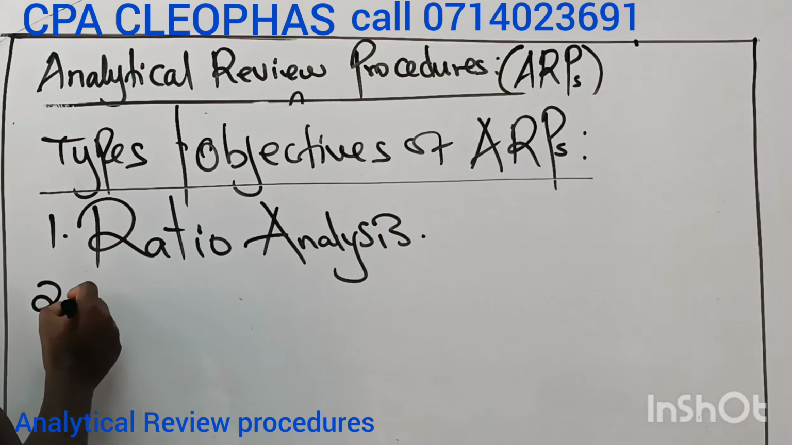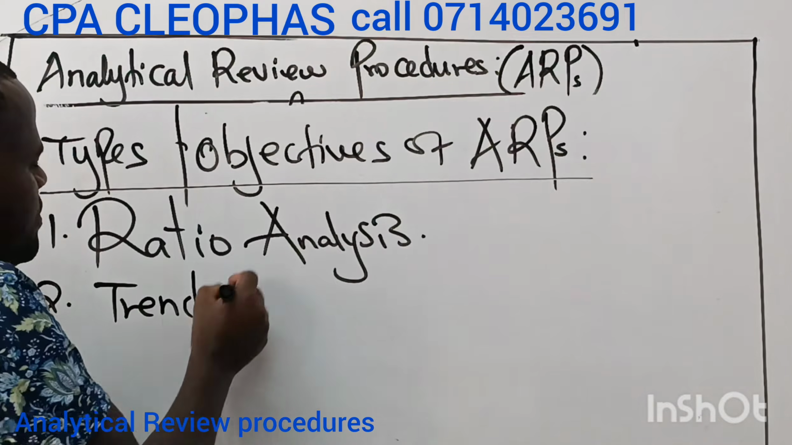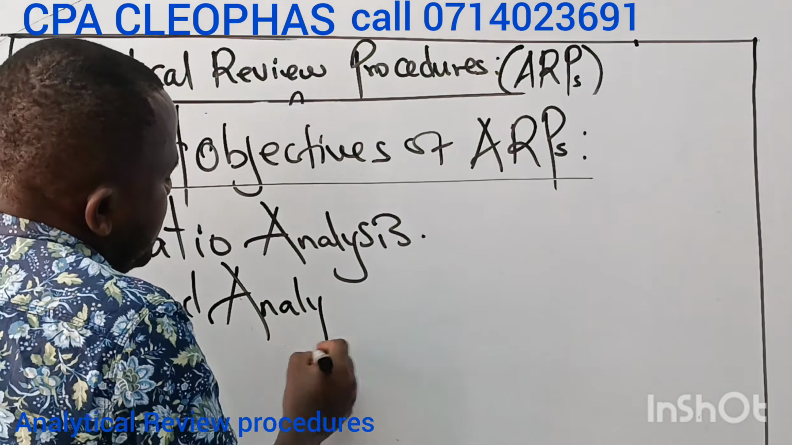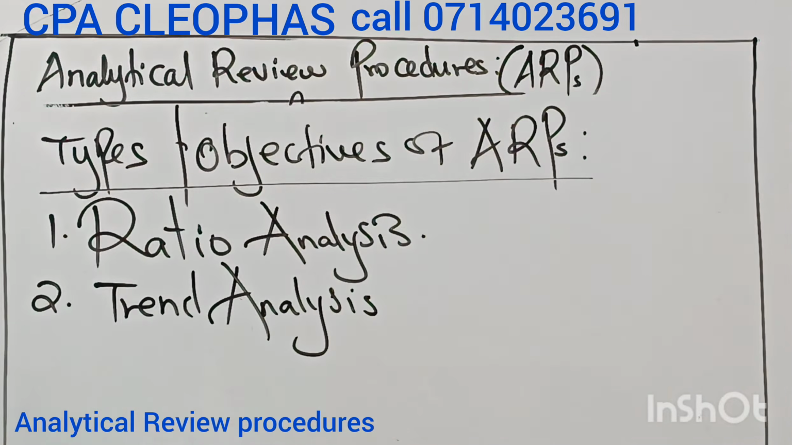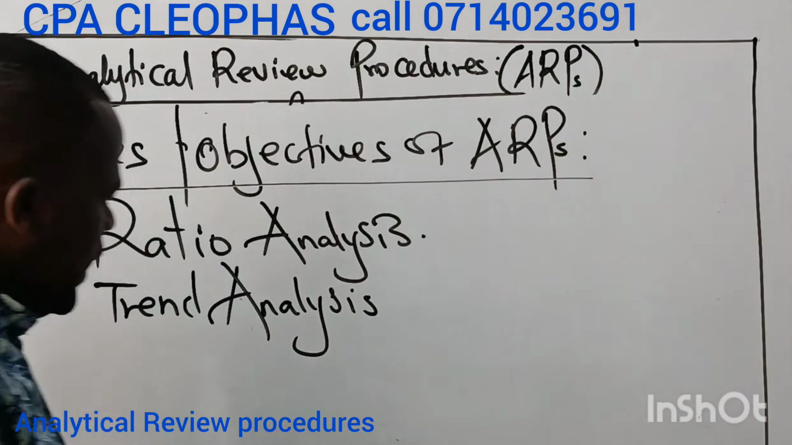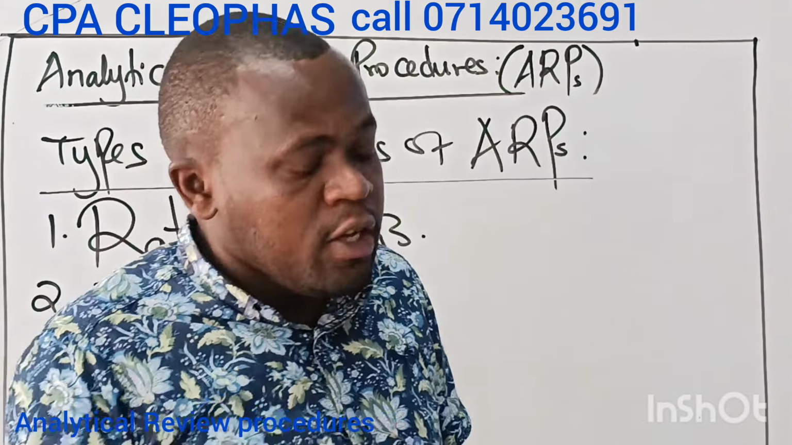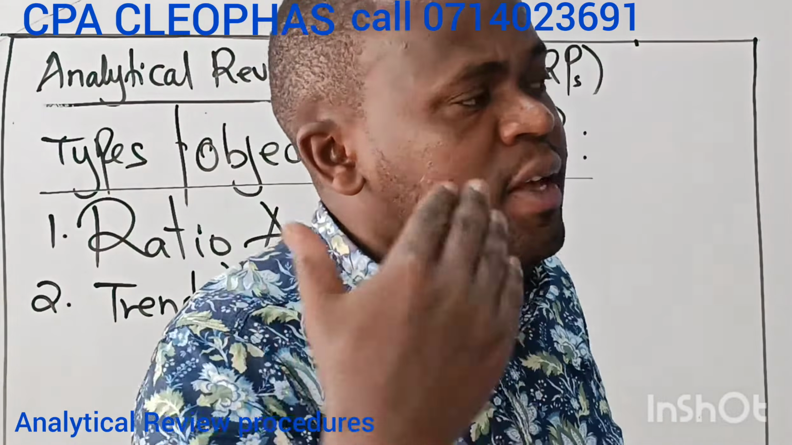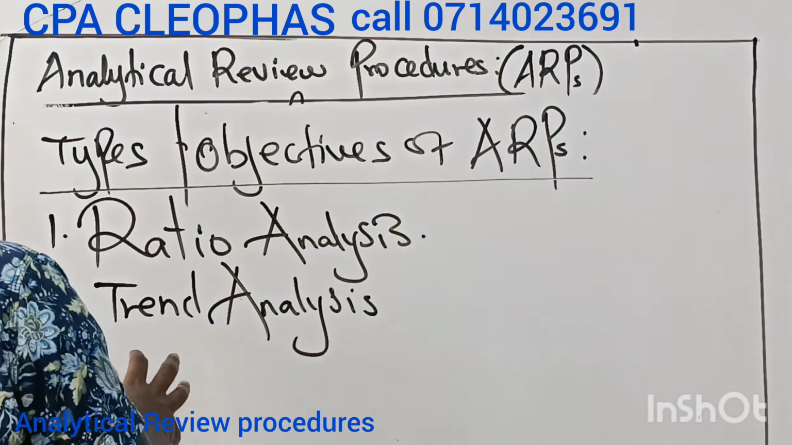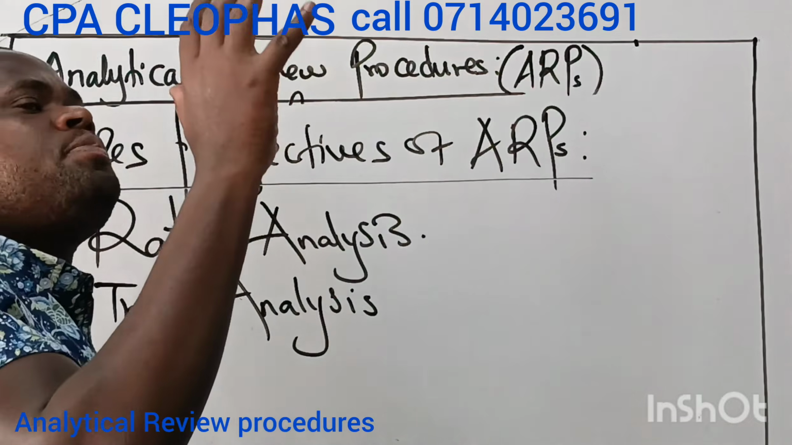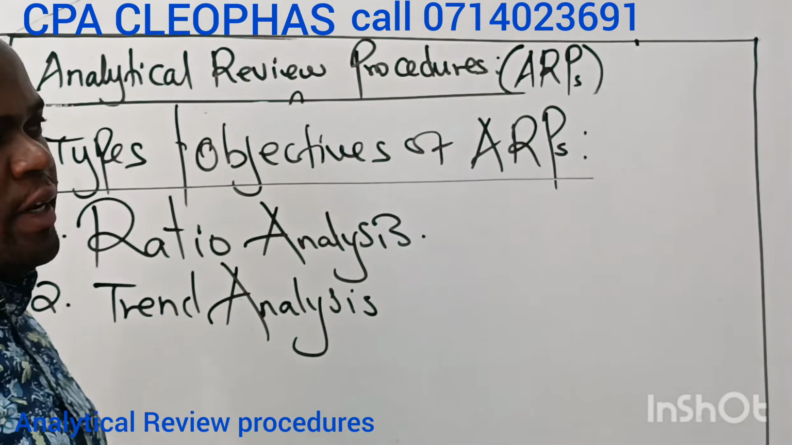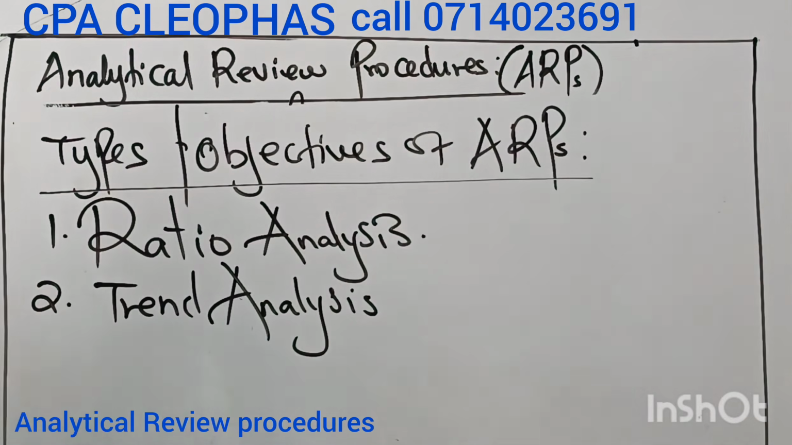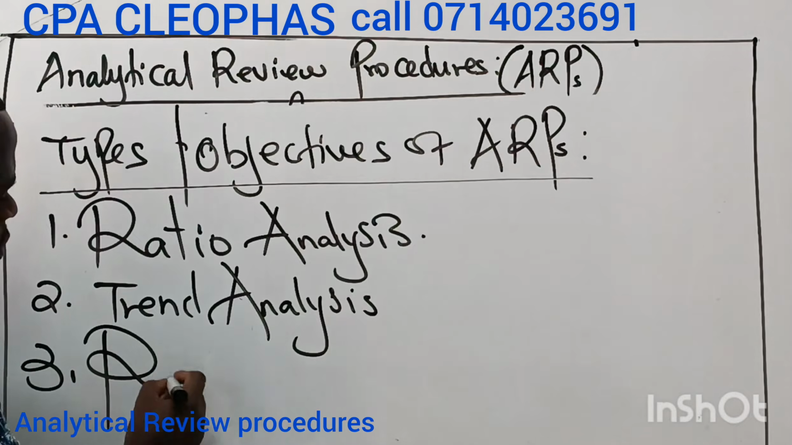Number two is trend analysis. That's another type of analytical review procedure. Trend analysis is where you compare the performance of that company over a period of time. Compare how the company has been performing in the other periods with this period. And that's trend analysis.